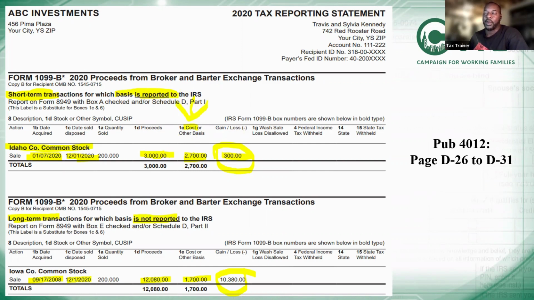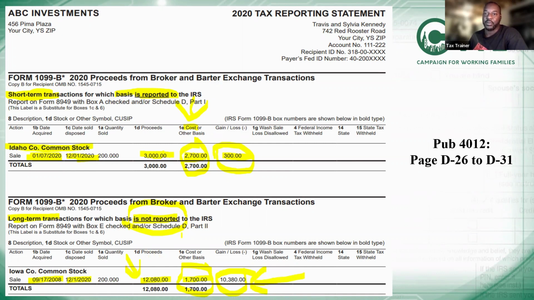So up here, the IRS knows my basis. The IRS knows I paid $2,700 for it. It is reported. Down here, it says is not reported. So the IRS doesn't know that I paid $1,700 for it. Either way, you need to put your basis in, but it's super important to put it in when it says is not reported, because the IRS doesn't know that you paid $1,700 on this. And if they don't know that, they're going to charge you tax on the full sell amount, which is $12,000. And I don't even want to pay taxes on the difference between the two.